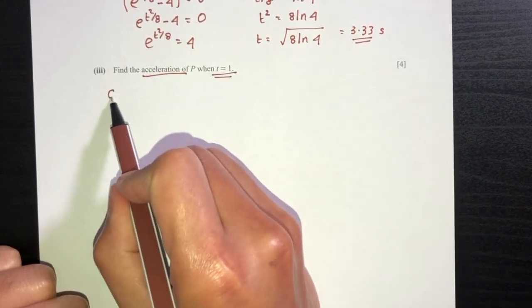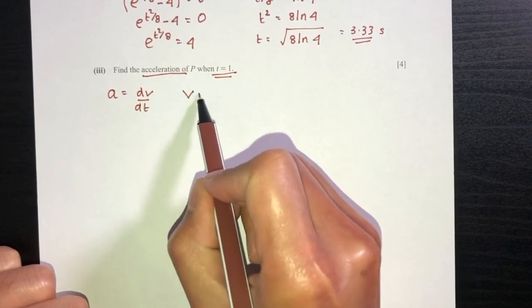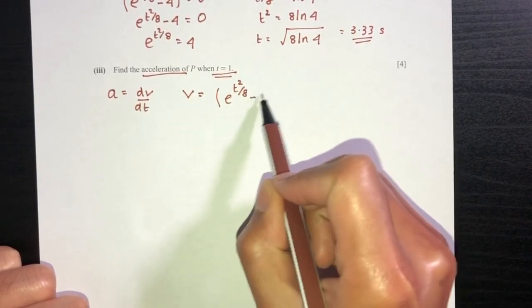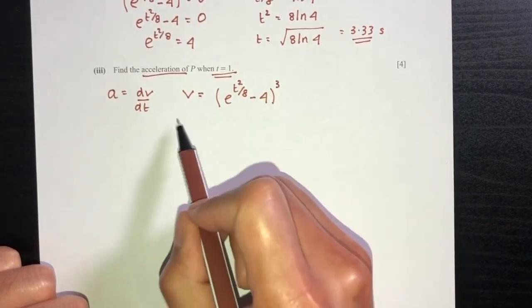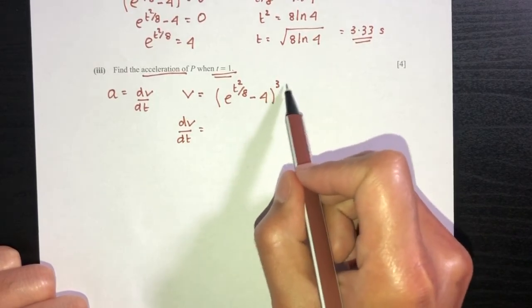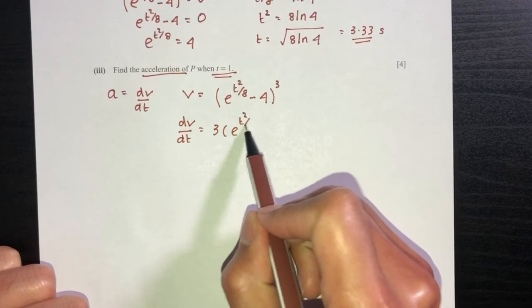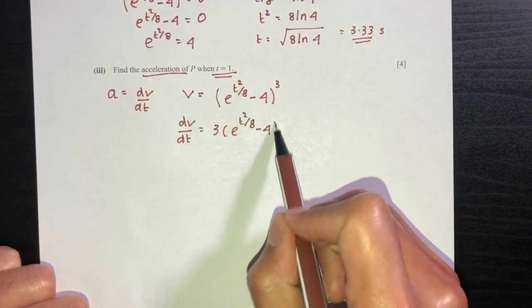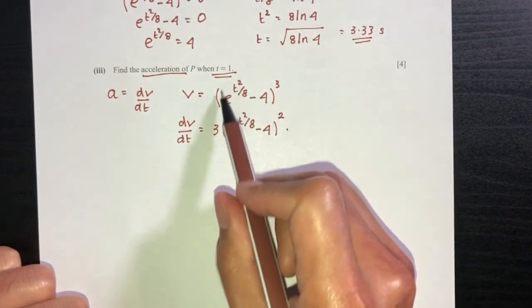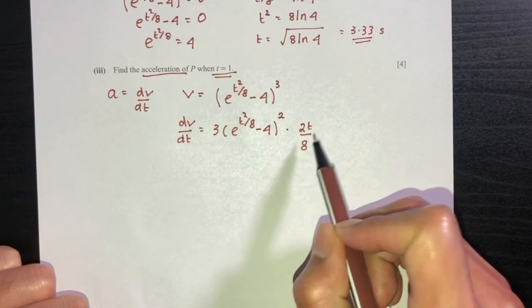As you know, acceleration is equal to dv by dt. So now we know v is equal to e to the power t squared over 8 minus 4, all to the power 3. What is dv by dt? First we have to multiply by the power, so 3 e to the power t squared over 8 minus 4, to the power 3 minus 1, that will be 2. Then multiply by the differentiation of the inside, you will have 2t over 8.